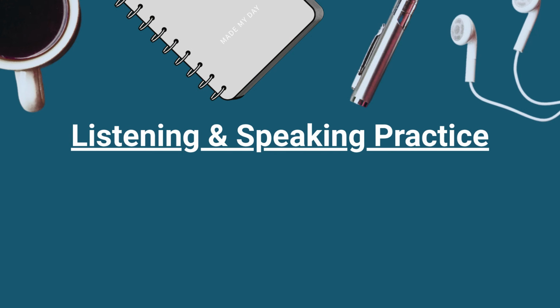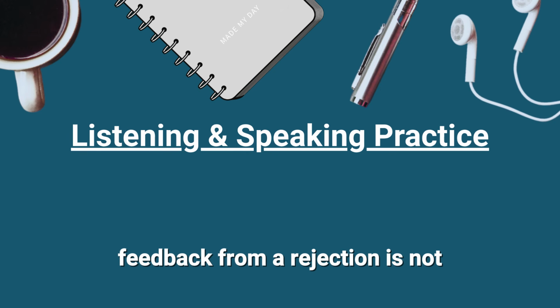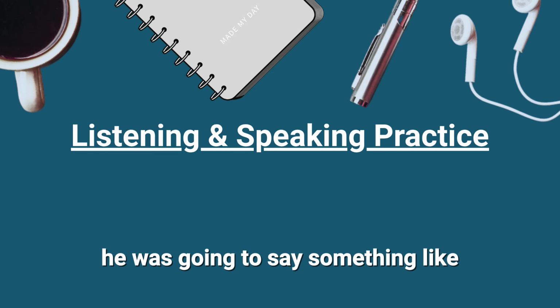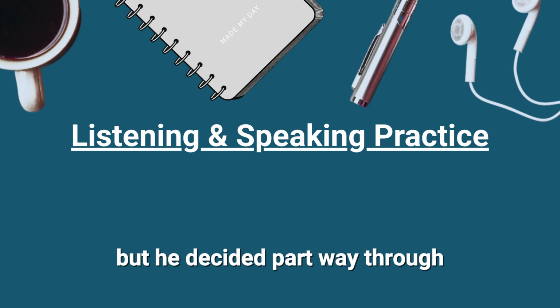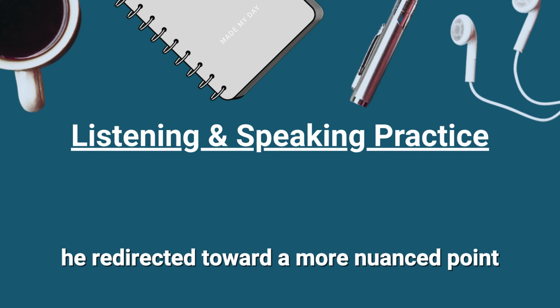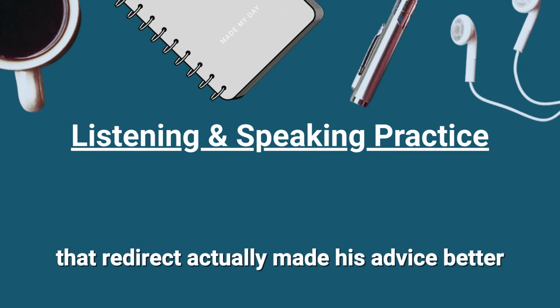When Sam says, "you shouldn't take the feedback too, like feedback from a rejection is not, it's complicated," that's a redirected restart. He was going to say something like, you shouldn't take it too personally. But he decided partway through that wasn't quite what he wanted to say. He redirected toward a more nuanced point about why rejection feedback is unreliable. That redirect actually made his advice better.